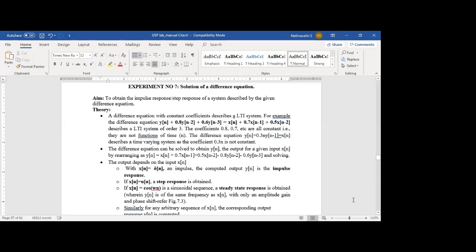Okay, yes. Here in this particular program, I am trying to get 3 different types of output, all depending on the input itself. Okay.